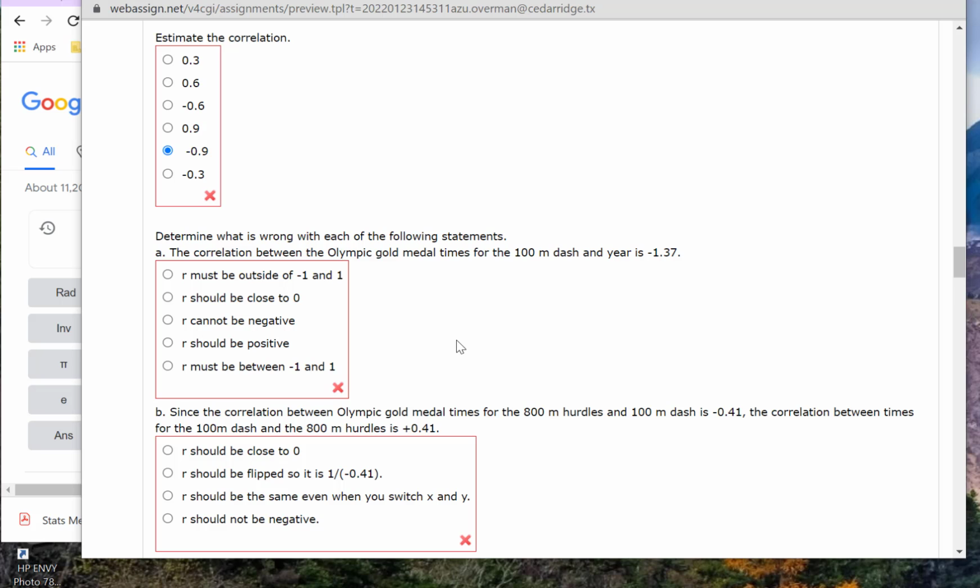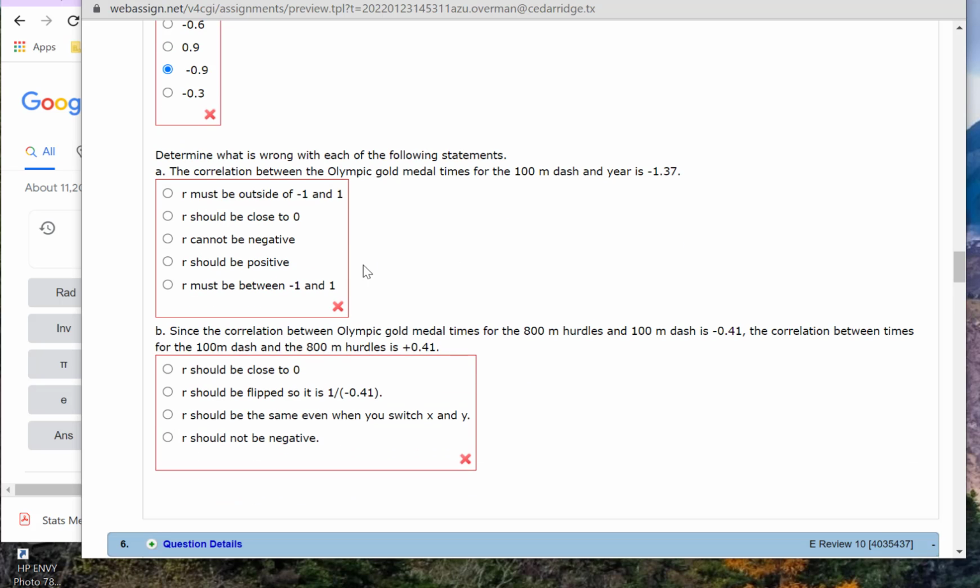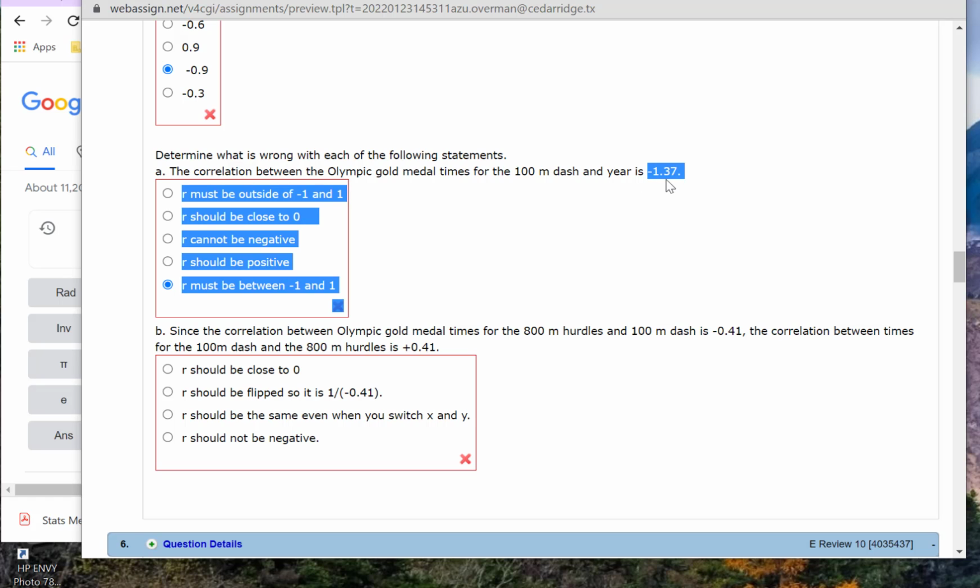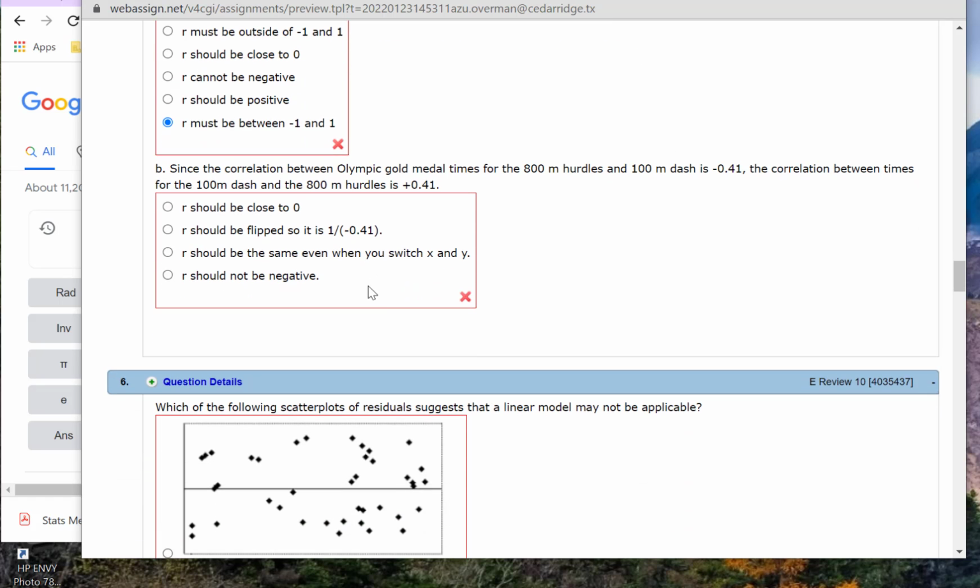Okay, and then we have something completely different. Determine what is wrong with each of the following statements. The correlation between the Olympic gold medal times for the 100-meter dash is negative 1.37. Well, it can't be outside. It must be between negative 1 and 1. You can't have a correlation of negative 1.37.